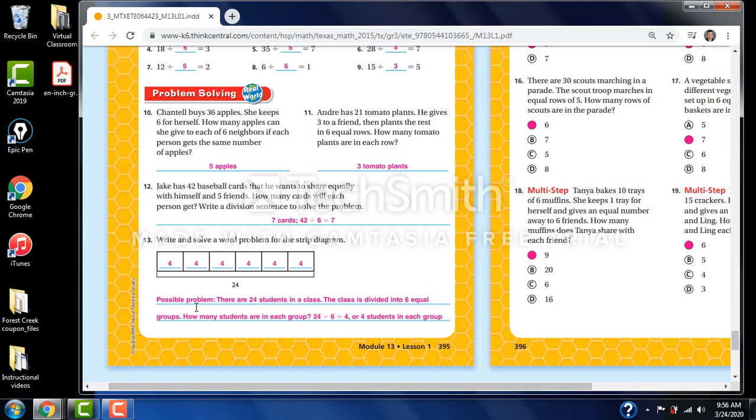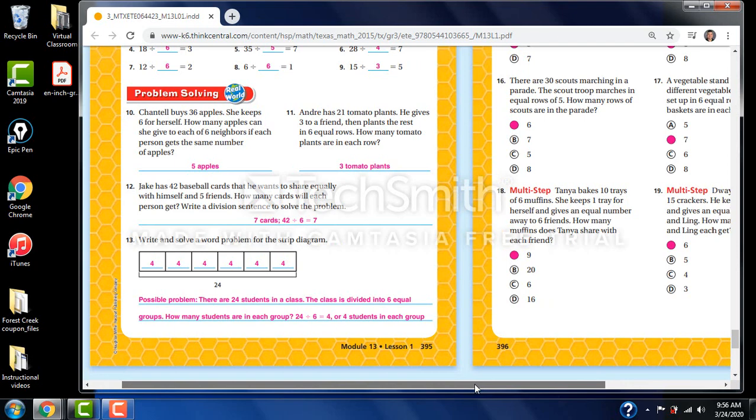And here are possible answers that you could give. The word problems are going to be different for all of us, so long as you have something that's 24 divided by 6 into 4 equal parts, you're okay. All right, let's check the rest of the questions here.